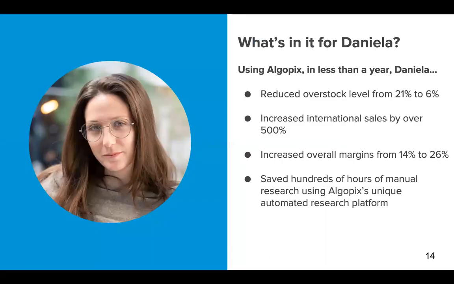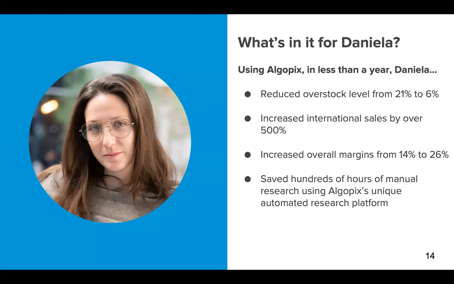What is in it for Daniela for the long term? How does using data to make decisions affect the bottom line? So I can tell you that Daniela was able to reduce the overstock level from over 21% to below 6%. The increase in international sales is over 500% simply because Daniela could identify the sales channels that have demand for her product where the margin makes sense. So expanding to these channels was pretty much immediate.